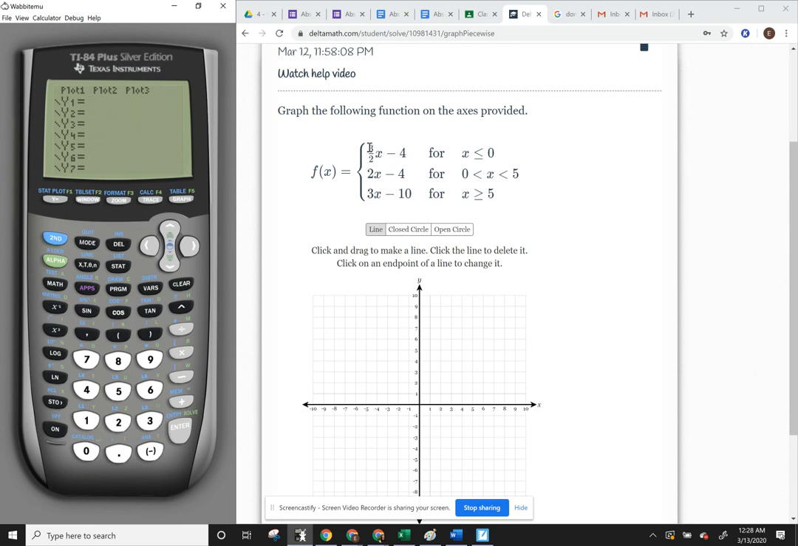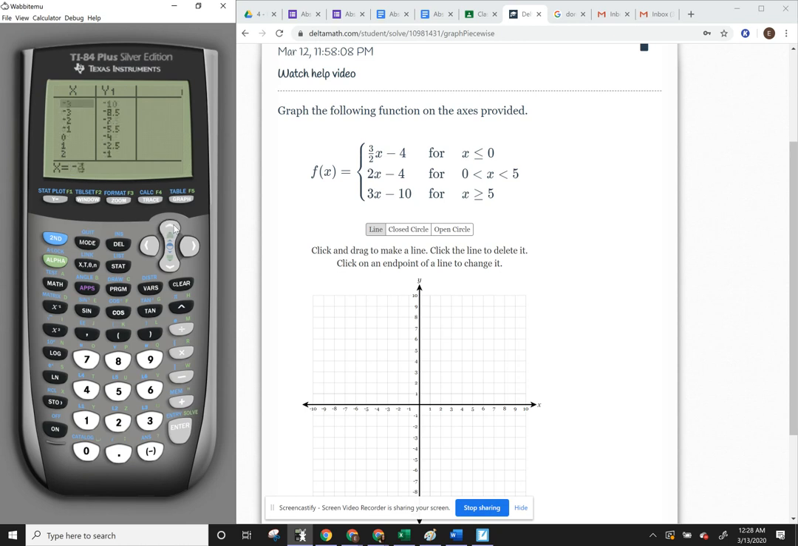So when you have a fraction like this, 3/2, it is a good idea to put it in parentheses. So I'm going to do 3 divided by 2, which will be the same thing as the fraction 3/2. So we have 3 divided by 2, x minus 4. Second graph. For this one, we are only concerned about numbers that are less than or equal to 0.